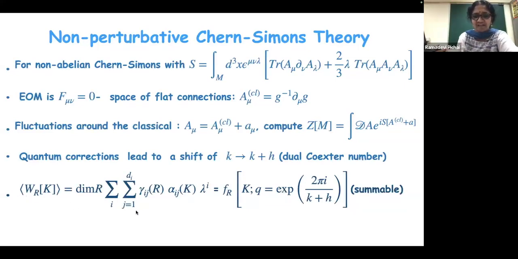I'm only saying it as data, that this is what conventionally we do in any field theory, the perturbative analysis. But interestingly, the perturbative variable lambda, which is proportional to 1 over root k, over all orders, if you can sum it, you can write that summed up value in a variable q, and that q is exponential of 2 pi i by k plus the dual Coxeter number, which for SU2 is 2. You can expand it out and compare both sides. That's all I'm trying to say.